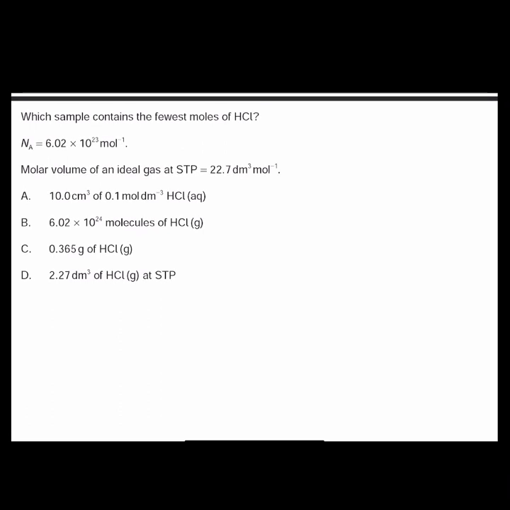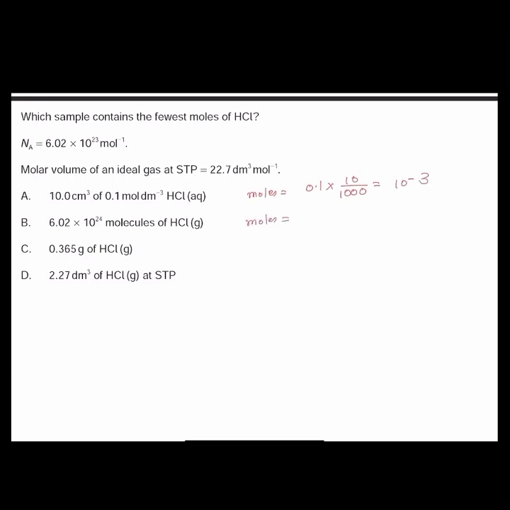Moving on to the next question. Which sample contains the fewest moles of HCl? So in all cases, we have to basically find the moles of HCl. In the first one, moles is concentration times volume. The volume should be in decimeter cube. So 10 divided by 1000 is 10 to the power minus 3. So for option A, you have 10 to the power minus 3.